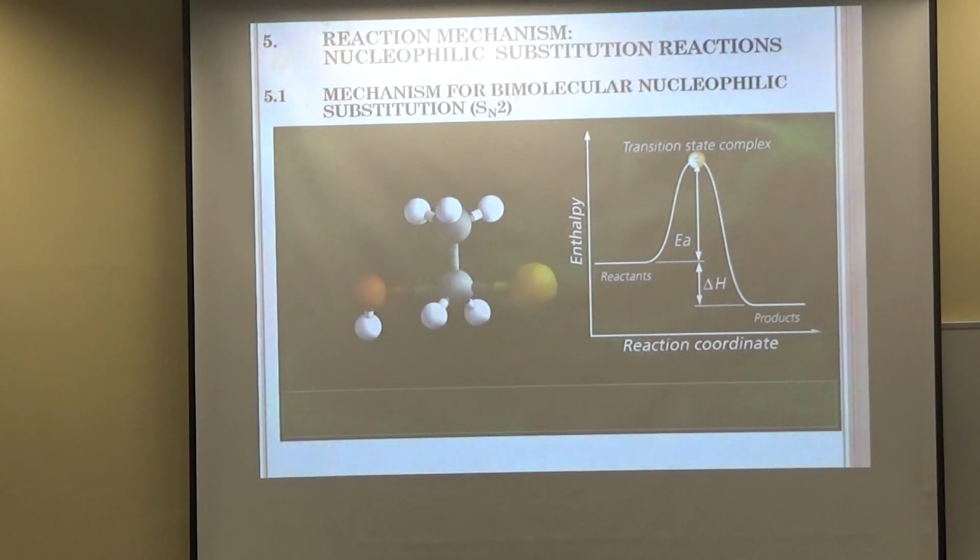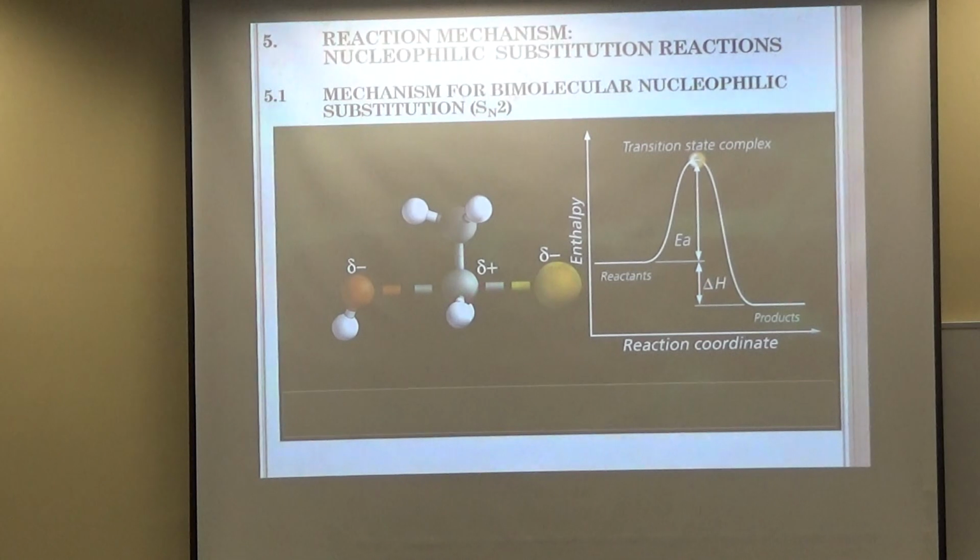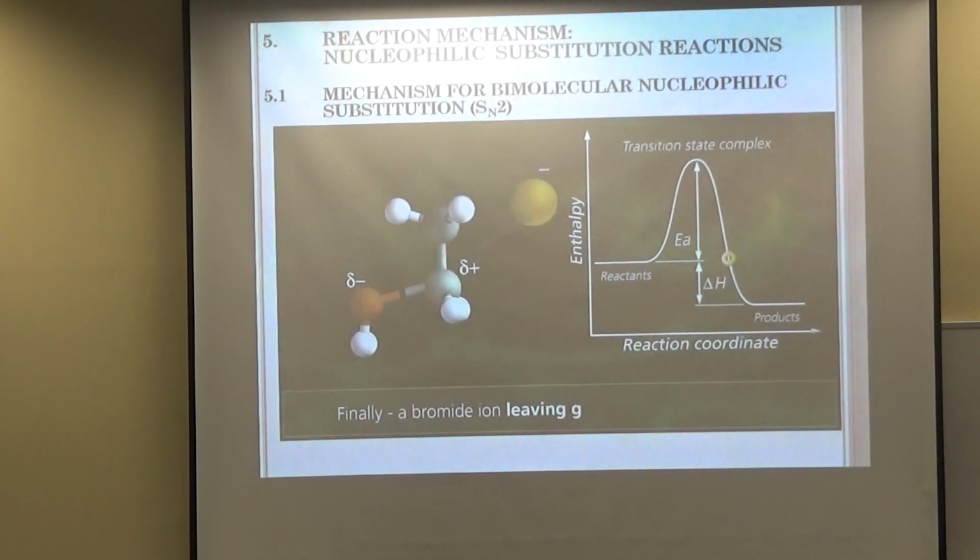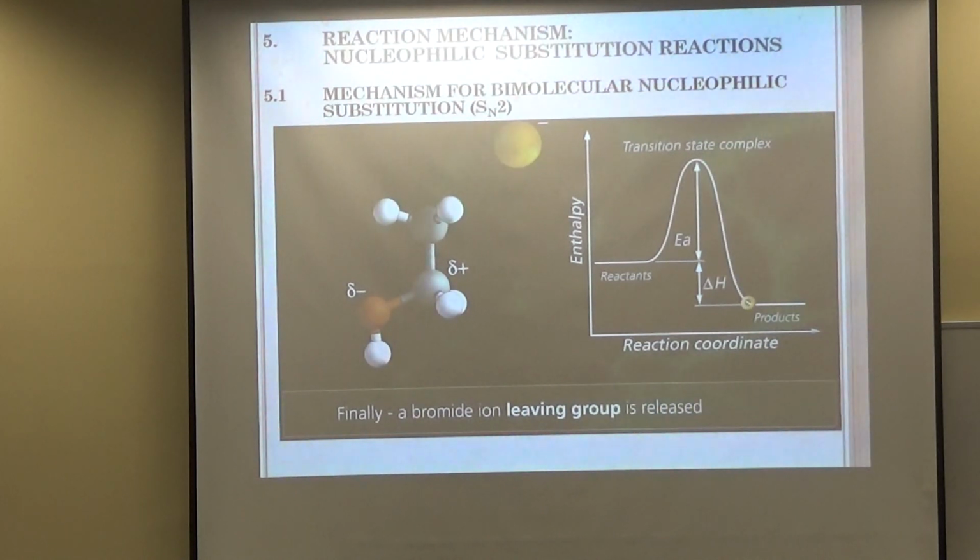The complex behaves like an umbrella blowing inside out as the bonds rearrange into a tetrahedral structure. A bromide ion, called the leaving group, is released.